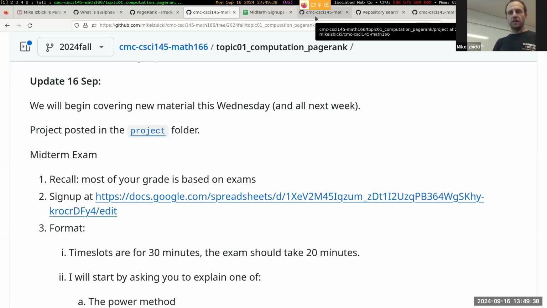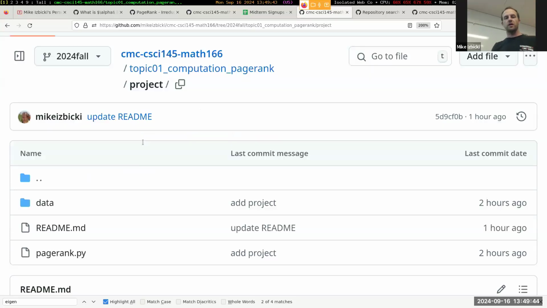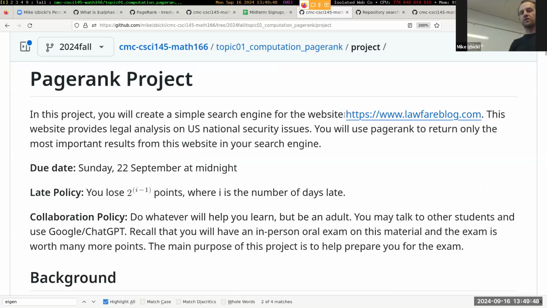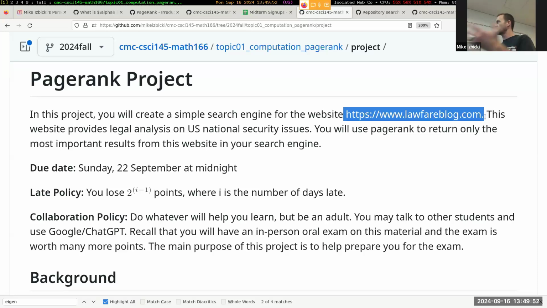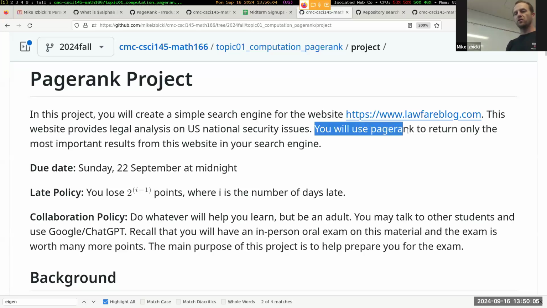So for the project, there is again a project folder in this repo you can click on, and it will take you to this description of what to do down here. At a high level, I have scraped all of the web pages, all of the posts, all of the news articles from this URL right here, lawfareblog.com. This is a website that provides legal analysis on different US national security issues. And you are going to use PageRank to write a search engine for this website.